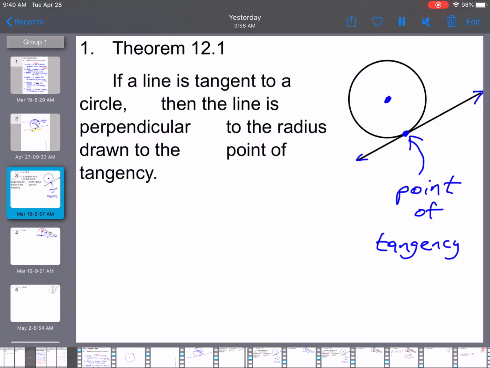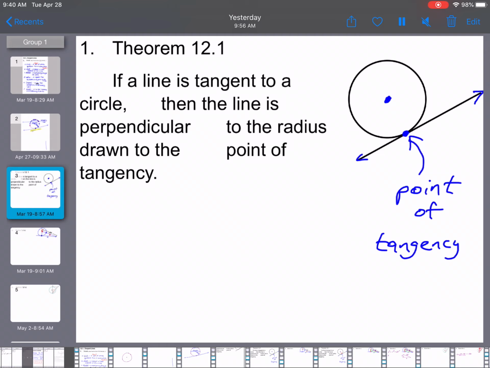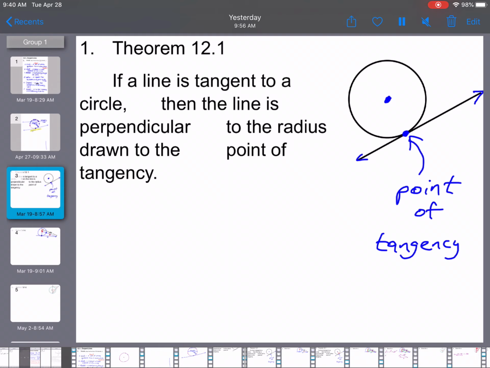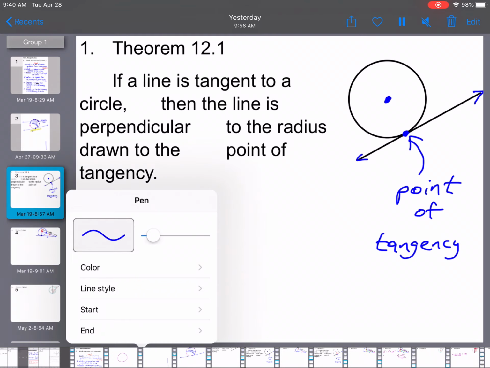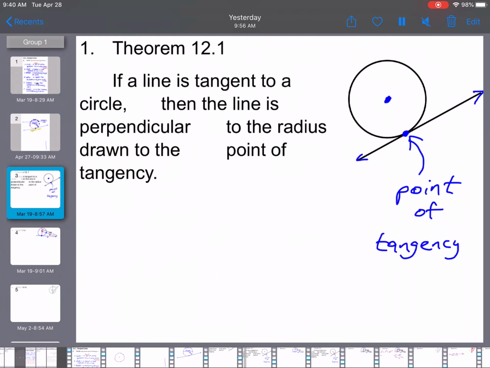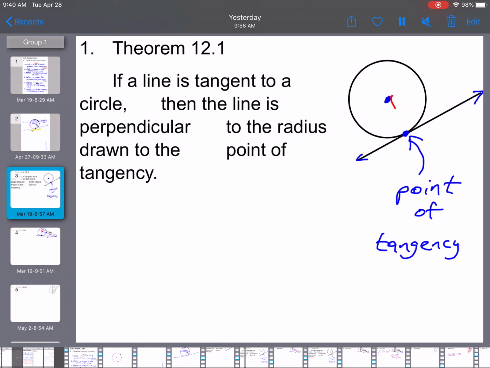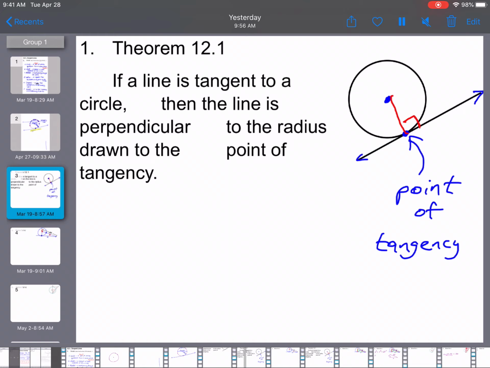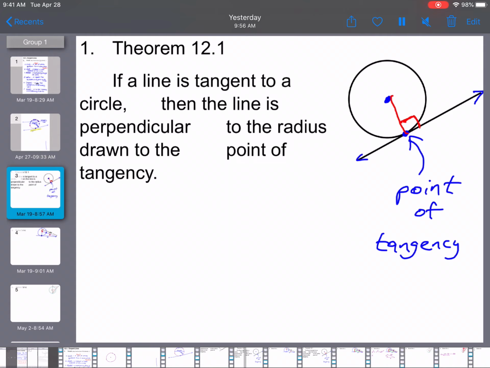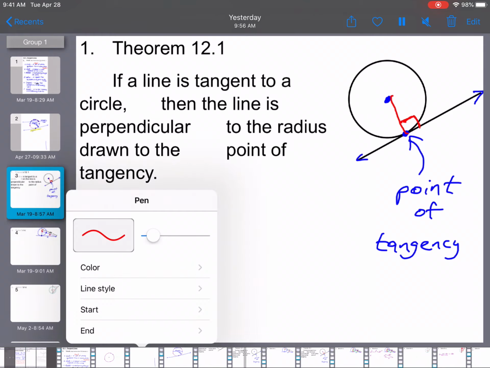And now, back to the conclusion of this theorem, if that line that we drew is tangent to this circle, then that line is perpendicular to the radius drawn to the point of tangency. So we're going to draw the one and only radius that goes from the center of this circle to that particular point of tangency. So let me draw that in red. And here is the one radius now going from the center to the point of tangency. And this theorem tells us that that radius right there has to be perpendicular to that tangent line. So we know that we have a right angle formed if we draw a radius to our point of tangency.